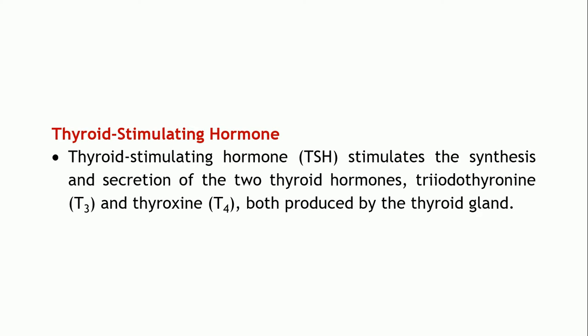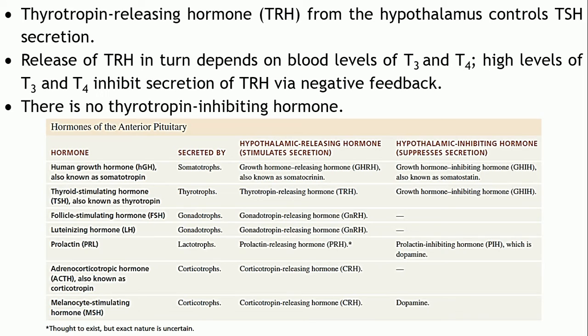The second type of hormone which is produced by the anterior pituitary is thyroid stimulating hormone, TSH, which is produced by the thyrotropes. This in turn stimulates the synthesis and secretion of two thyroid hormones, that is triiodothyronine, T3, and thyroxine, T4. Okay, both are produced by the thyroid gland. And the release of this TSH is controlled by the hypothalamus, right. This hormone which is produced by thyrotropes can be released by the hormone thyrotropin releasing hormone, which is produced by the hypothalamus.